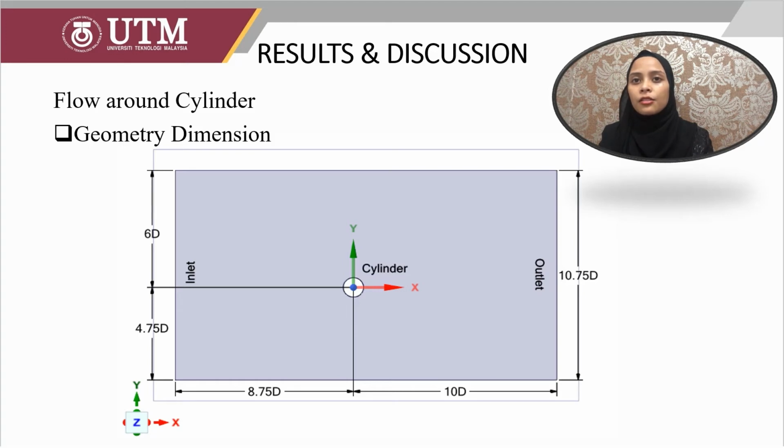The computational domain for the inlet was 8.75 times the circular cylinder diameter, while for the outlet it was 10 times the diameter. The width of the domain was 10.75 times the diameter, which is shown in the figure, and the diameter used in the study was 4 meters. The airflow enters from the left side of the domain to the right side.